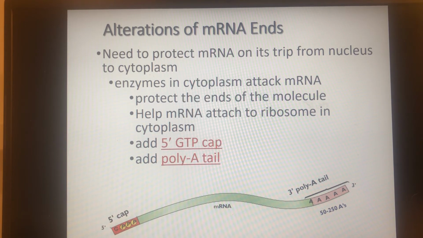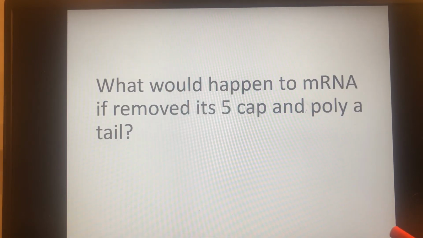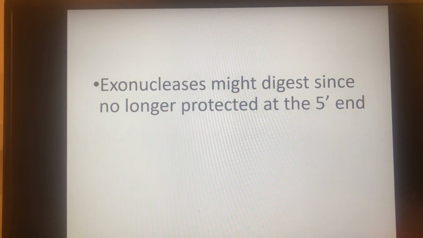Okay, so the job of the 5' cap and the poly A tail is to protect the mRNA from the enzymes in the cytoplasm. And that's what this slide is saying. What would happen to the mRNA if we removed its 5' cap and poly A tail? It would get eaten alive, or not really. It would get degraded by the enzymes in the cytoplasm. Exonucleases may digest it; here, this is the answer.